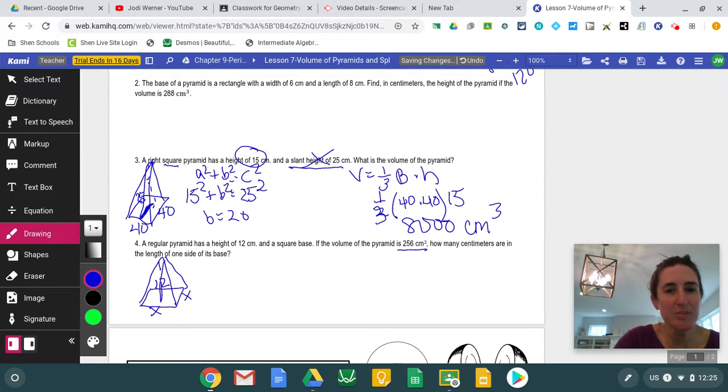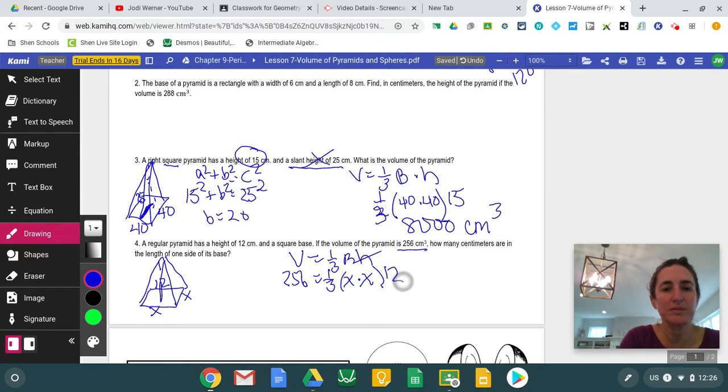Okay, I'm going to have to work backwards. Volume equals a third of big B times H. So now I have 256 equals a third of X times X, that's the area of the base, times 12. Do I know a third of 12? Sure, it's 4. And X times X is X squared.